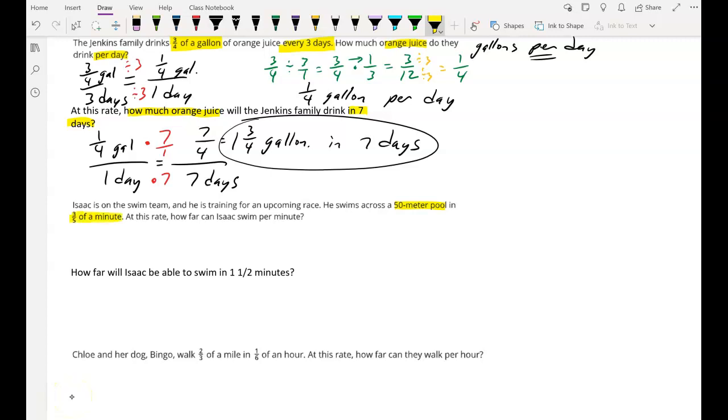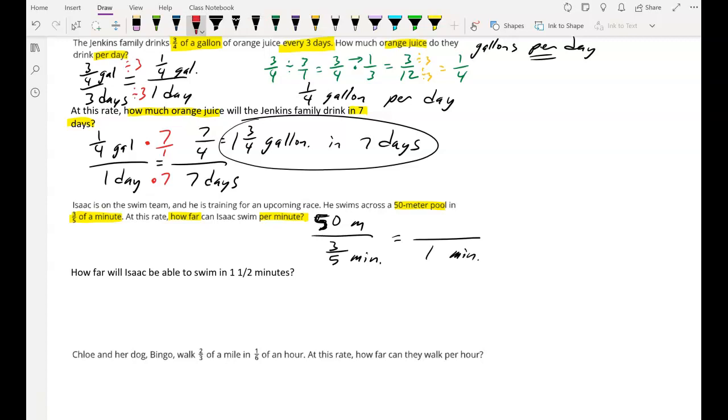In 3/5 of a minute. At this rate, how far can he swim per minute? Okay, how far per minute? Well, again, we would set it up. 50 meters in 3/5 of a minute. It's 50 meters in 3/5 of a minute. How far in 1 minute?